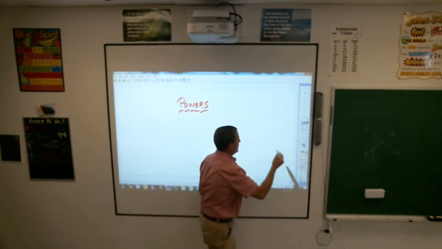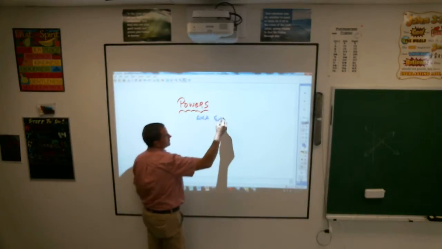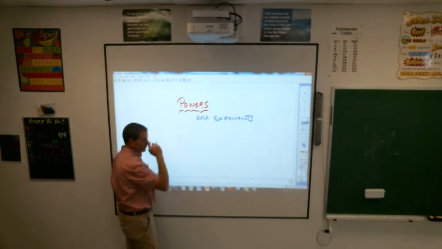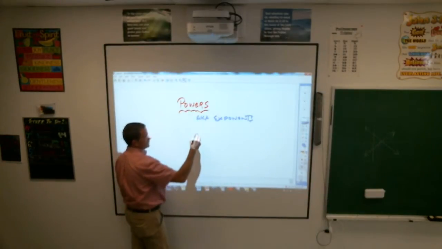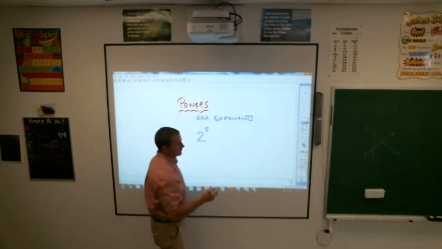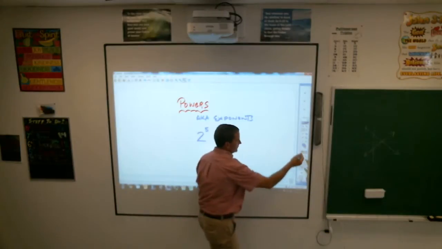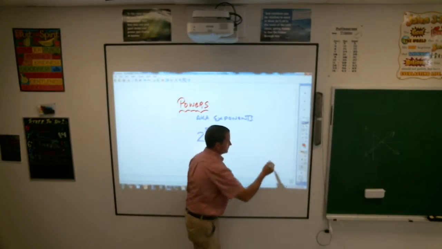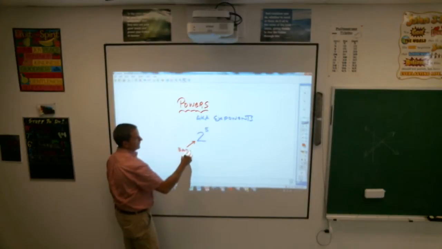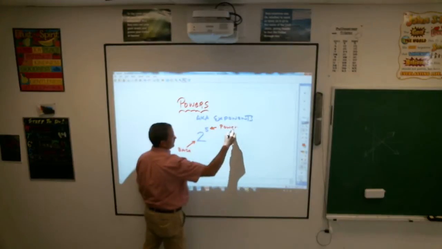Powers are also known as exponents. And when you have powers, you have this little gizmo gadget here. Let's say you have 2 to the 5th power, or 2 with an exponent of 5. Let's just label these first. First of all, the big number, we call that the base number. And the little number, that's what we call the power or the exponent.